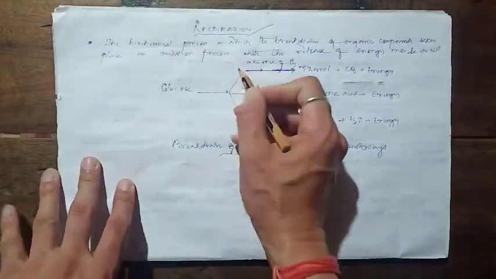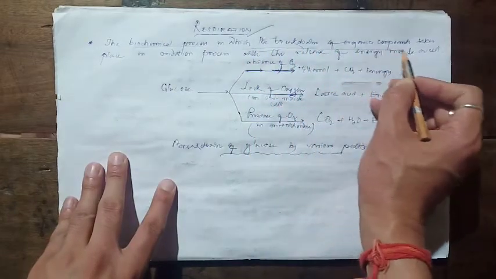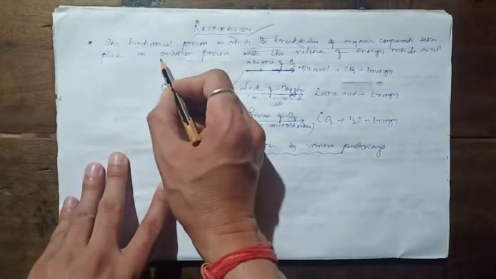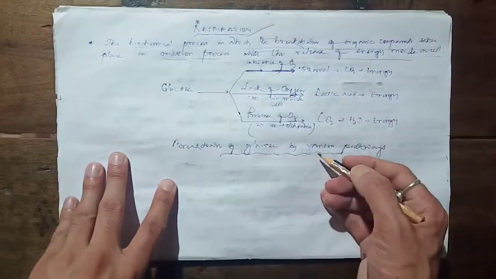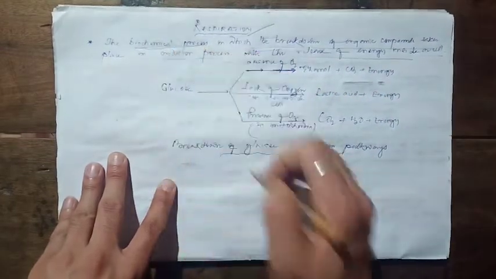It's a biochemical process in which the breakdown of organic compounds takes place in an oxidation process with the release of energy inside the cell. Now student, biochemical process. What is a biochemical process?